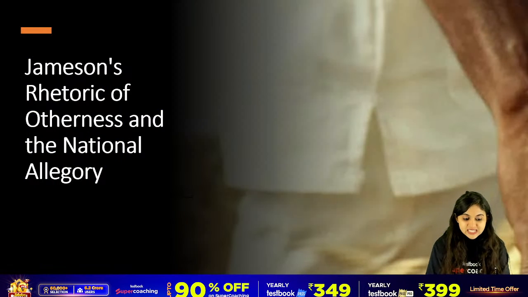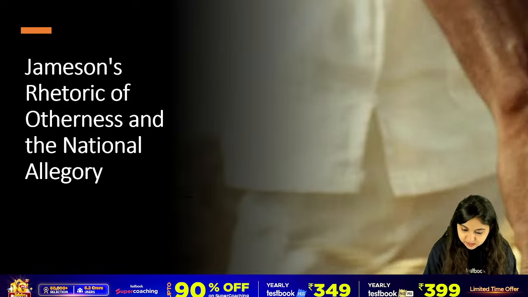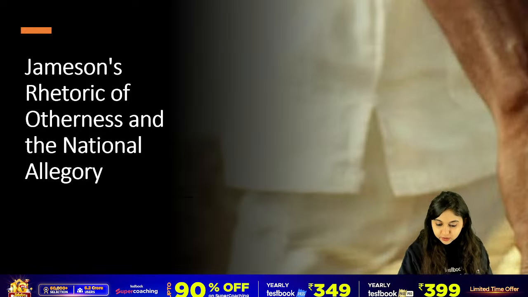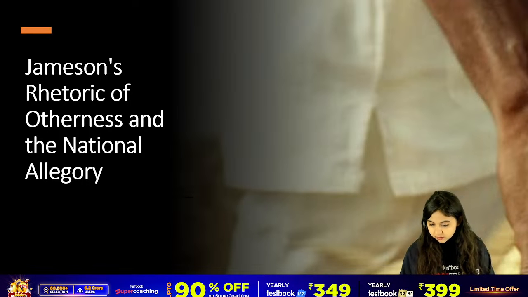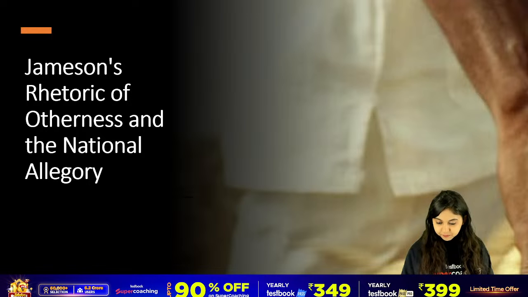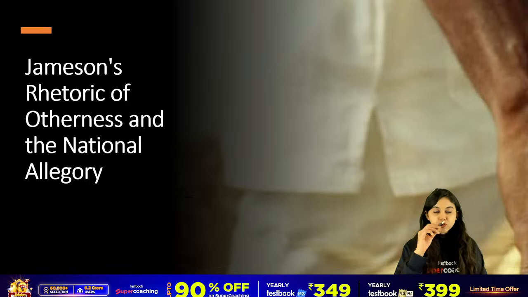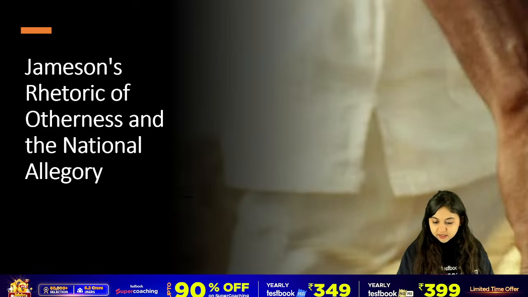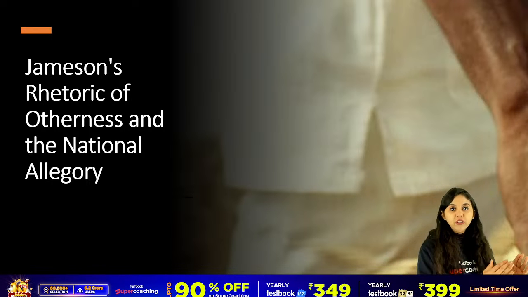Jameson's Rhetoric of Otherness and National Allegory. Tell me quickly. Jameson's Rhetoric of Otherness and National Allegory. Come on, tell me quickly. The thing is, you need to build from here, right? All of these, that's why I gave you the scorecard key also, 50-50. We'll be looking at that. This is a person you know. So it's not that all of them are new names. A lot of them you may not have read.